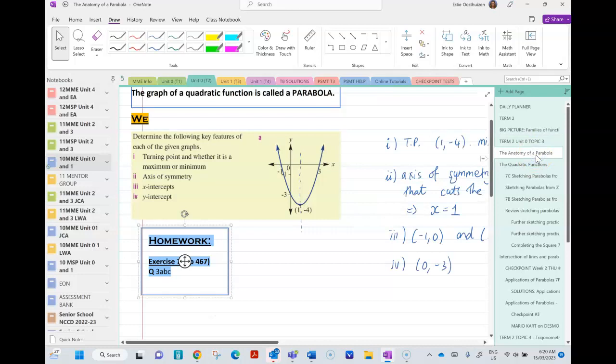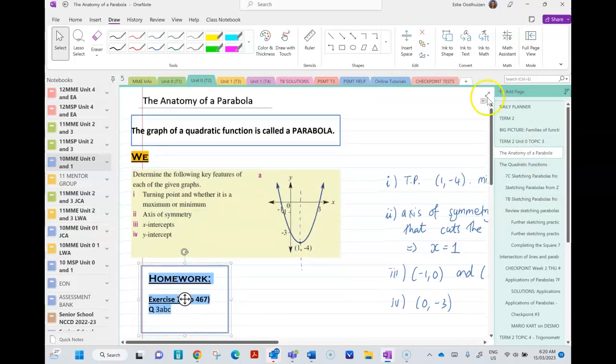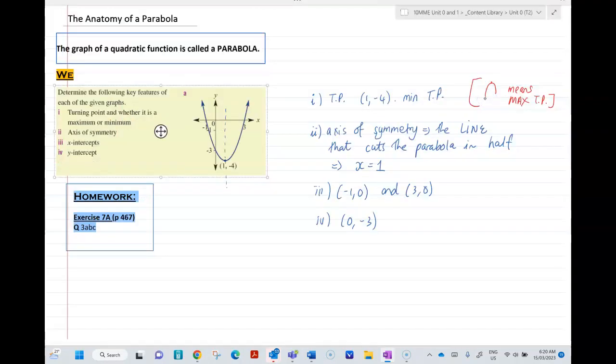Right, we're going to start by talking about what we call the anatomy of a parabola. So just pulling apart a parabola and talking about the different features. So again, a heading in your theory book, the anatomy of a parabola. And pause the video if you need to. So first of all, by now you should know that the graph of a quadratic function is called a parabola. And we're going to go through this worded example and talk about the different features.